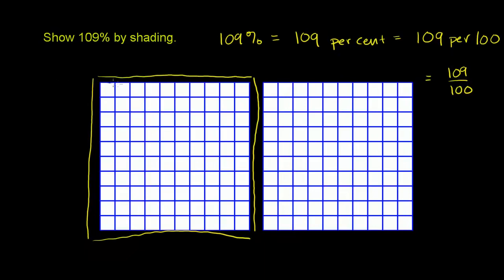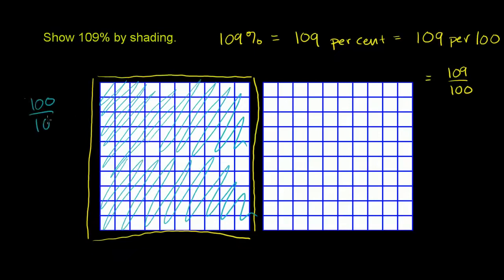Let me do that in a new color. So we'll shade in all of this right here. If you just shaded that in, that would be 100%. That would be 100 over 100, or 100 per 100, or 100%. I think you're getting the meaning of all of this here. I just don't want you to just memorize the steps. This really just means 100 out of 100, or a whole. And you can see that this is the whole square. That's 100 out of 100 right there.